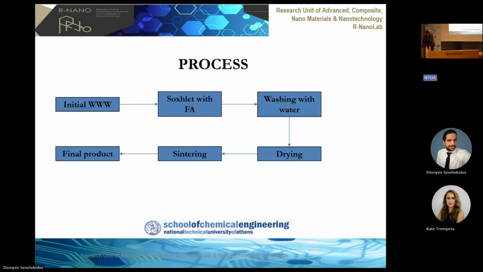The flow sheet of the process you can see here. We start with the initial raw material, then we pass it through a reactor where we have the formic acid. Then we have the washing with water, followed by drying and sintering, because even after drying there is residual polymer on top of the waste. So in order to remove it and retain the final fiber, we have the sintering process, and we have the final product.